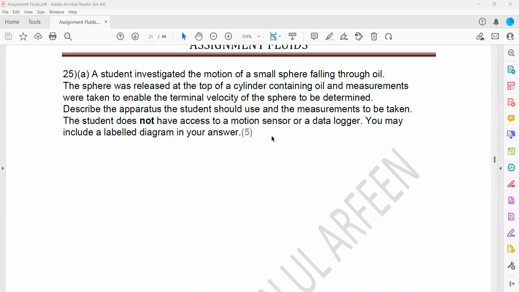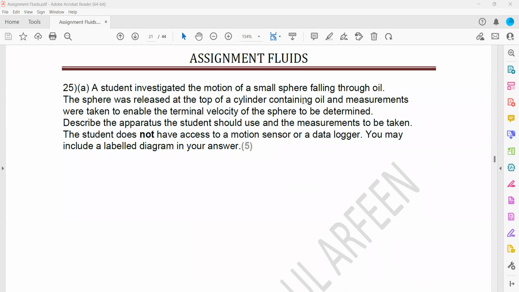In question 25, a student investigated the motion of a small sphere which is falling through oil. The sphere was released at the top of a cylinder which is containing oil. Measurements were taken to enable the student to find the terminal speed. Terminal speed means the constant speed when the object is moving through a fluid. Describe the apparatus the student should use and the measurements to be taken.